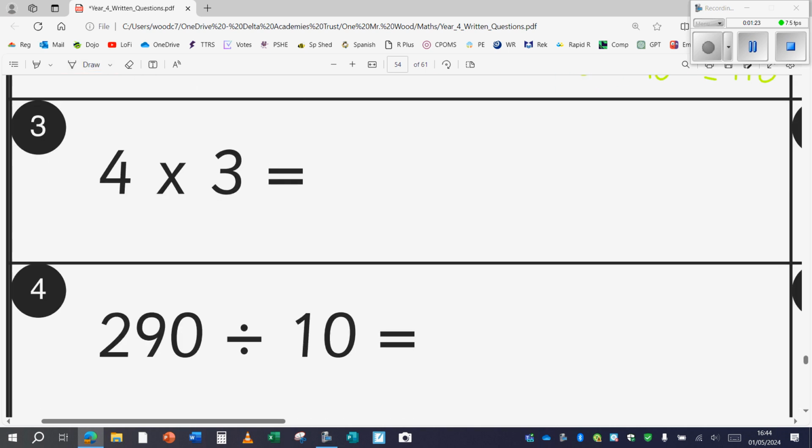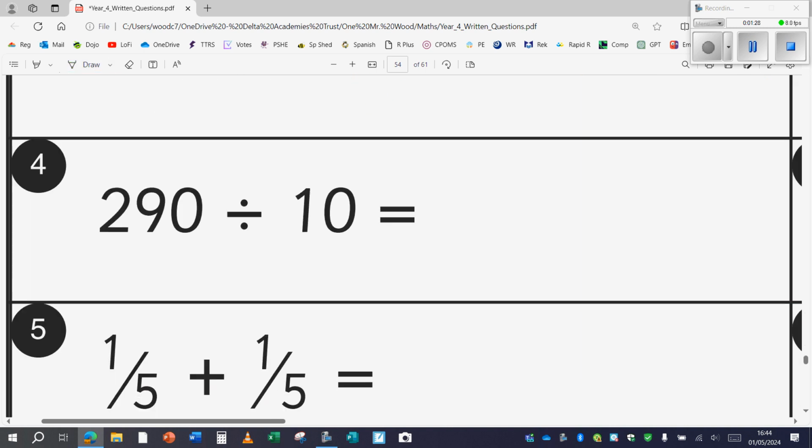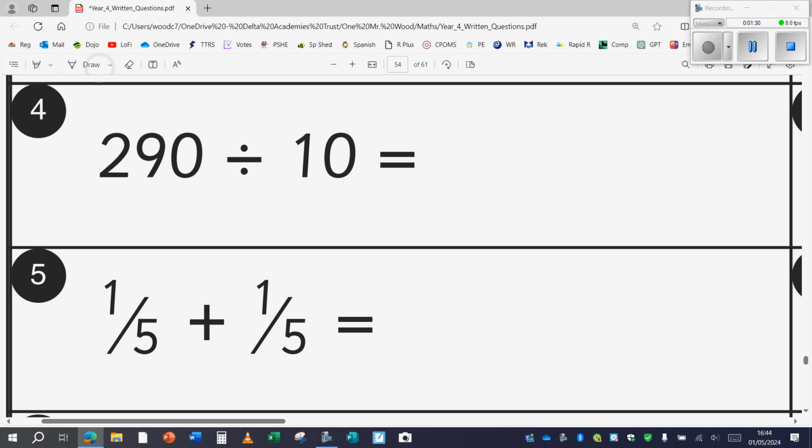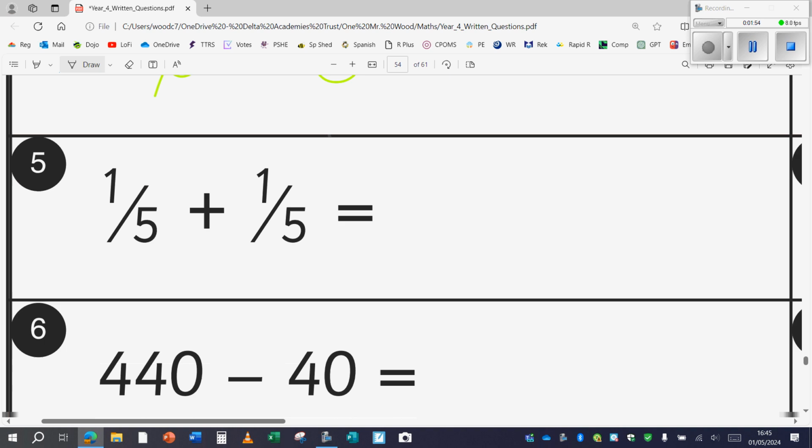For number 3, just a really straightforward multiplication question. Write them out if you need to. 4 lots of 3 or 3 lots of 4. We've got 290 divided by 10. I'll show you the proper method to do this a little bit later on. But for the time being, the children know that if a number's got a 0 on it and we're dividing it by 10, we can just cross that 0 out to get an answer of 29. The children know that what's actually happening is we're making that number 10 times smaller, but I'll show you that one a little bit later on.